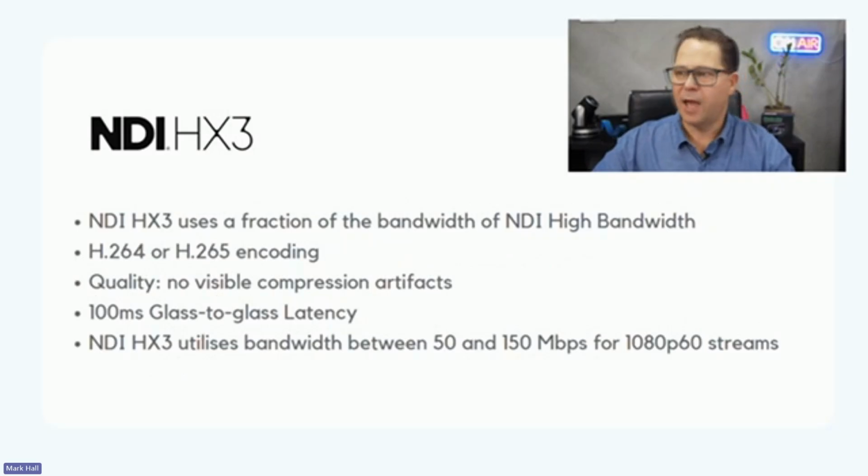We then have what we call HX3. So HX3 basically, there was a HX1, which is a H.264 encoding, and there's a HX2, and there's HX3, which has come about in the last few years. And that's really giving users the ultimate video quality expected that use a full bandwidth NDI.